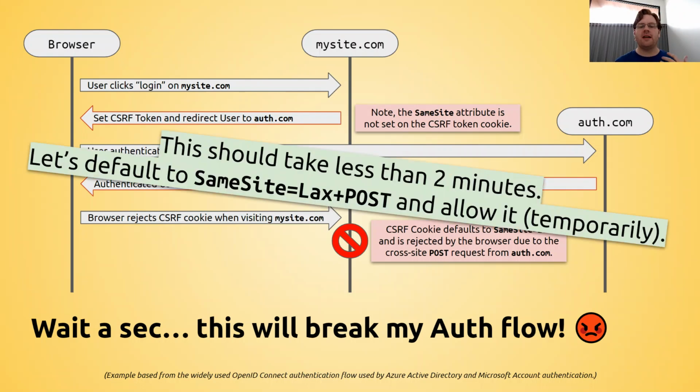So Chrome thought about this for a while and realized that this flow should only take 2 minutes or less. So why don't we default to a thing called same-site lax plus post? And that's a special value that only works when same-site isn't set before. And what it means is let through get safe requests from the lax, but also any cookies that were created less than 2 minutes ago we will let through, which allows authentication flows like this to work, because the cookie is created for this purpose, for this flow, and it's a very fast flow within a contained time.